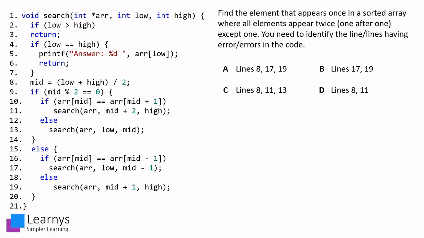Let us now move to the solution. Find the element that appears once in a sorted array where all elements appear twice, that is one after the other, except for one. So our input would be something like this. In this kind of input, we need to find that element which appears only once.